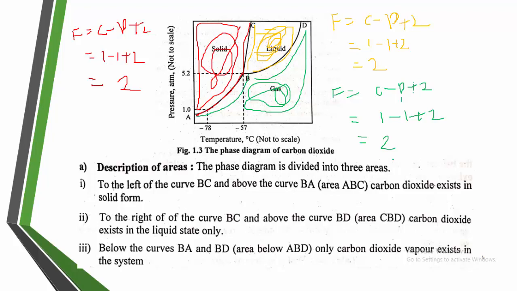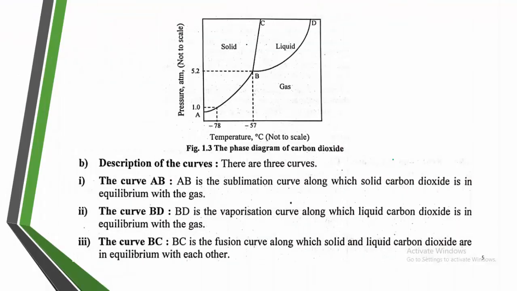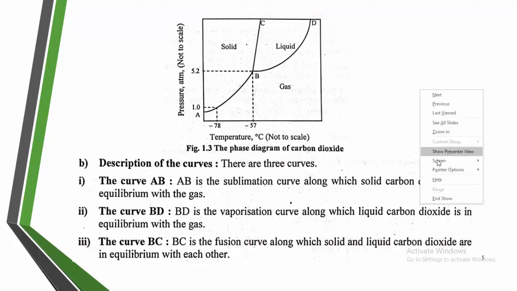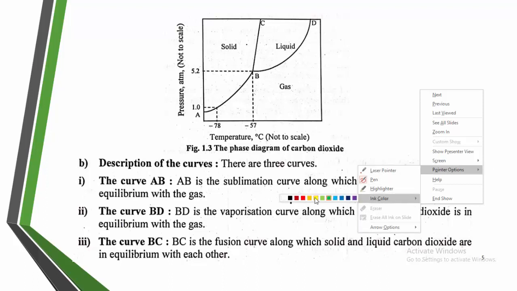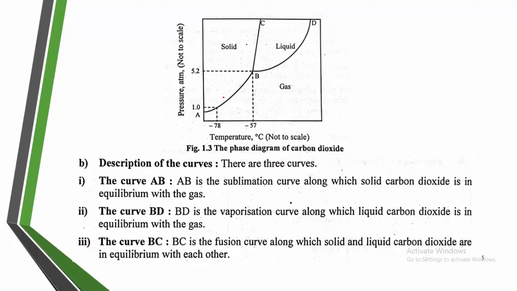Now this comes to the description of the curves. What curves can we see here? Curve AB is there, curve BC is there, curve BD is there. What does this indicate? Here it is the solid area, here it is the gaseous area, and here it is the liquid area.